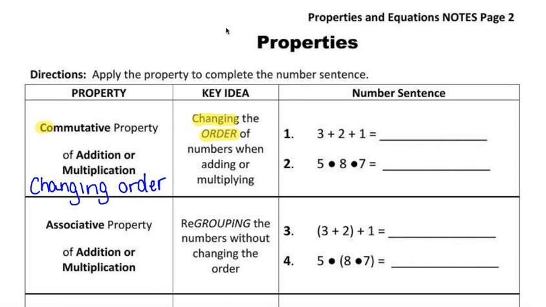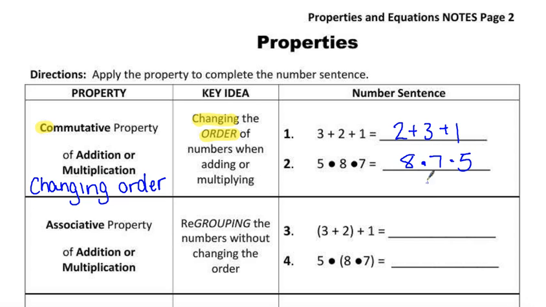So if we look at the first example that we have here, we have 3 plus 2 plus 1. If we change the order of that, it's going to be 2 plus 3 plus 1, or we could do 1 plus 2 plus 3. As long as you're changing the order of the numbers, you're doing the commutative property. Now we can do the same thing with multiplication. 5 times 8 times 7 could become 8 times 7 times 5.